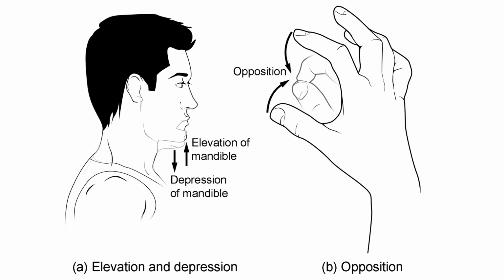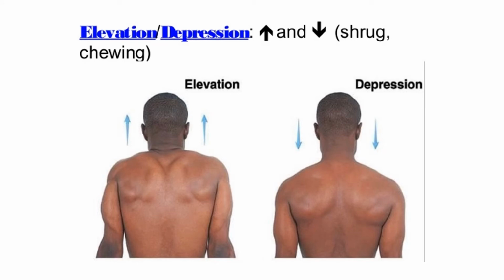Elevation, depression, so elevation up, depression down. That's pretty easy. I mean, that's the easy way to remember. Think of elevation going up, depression when someone might be feeling depressed and feeling down. And then we have the shrugging of the shoulders. Elevation with the shoulders going up, elevate. Depression, coming down, bringing down.